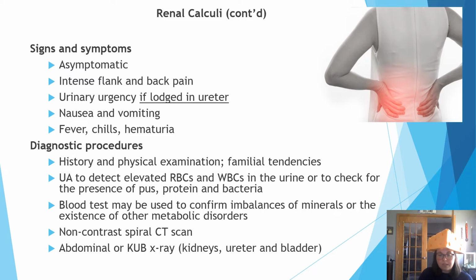After a history and physical exam are taken, a urinalysis is completed to detect the elevated red blood cells and white blood cells in the urine, or to check for the presence of pus, protein, and bacteria. Blood tests may be used to confirm imbalances of minerals or the existence of other metabolic disorders. A non-contrast, and I highly want to stress it's a non-contrast, spiral CT scan is performed. Emphasis there because if contrast is used for the CT scan, the contrast actually stresses the kidneys out a little bit more. Also, to help in the diagnosis, there would be an abdominal or KUB x-ray.